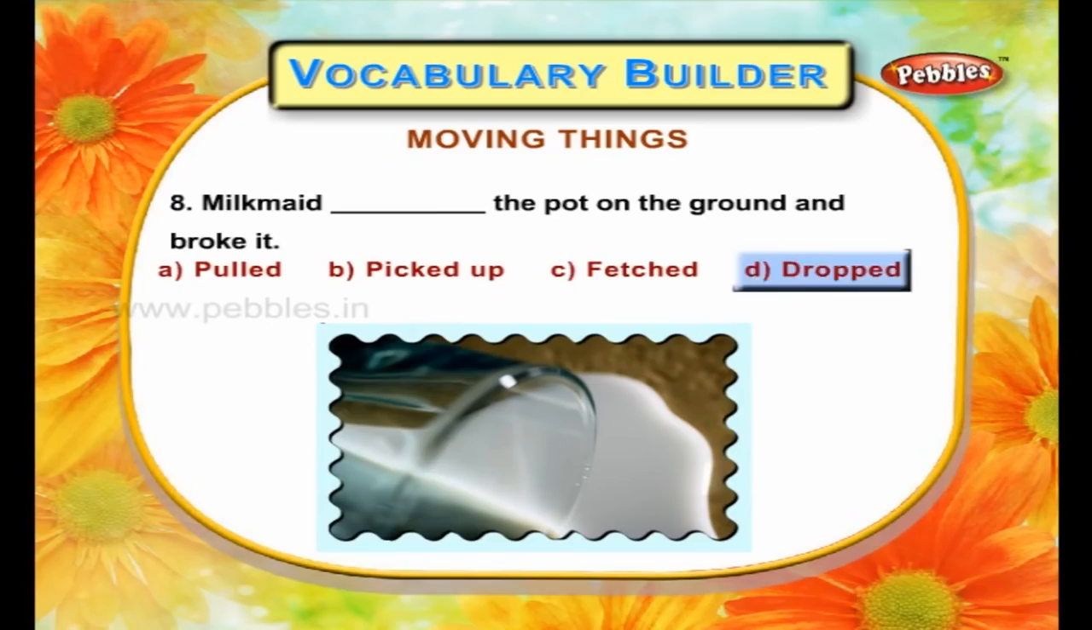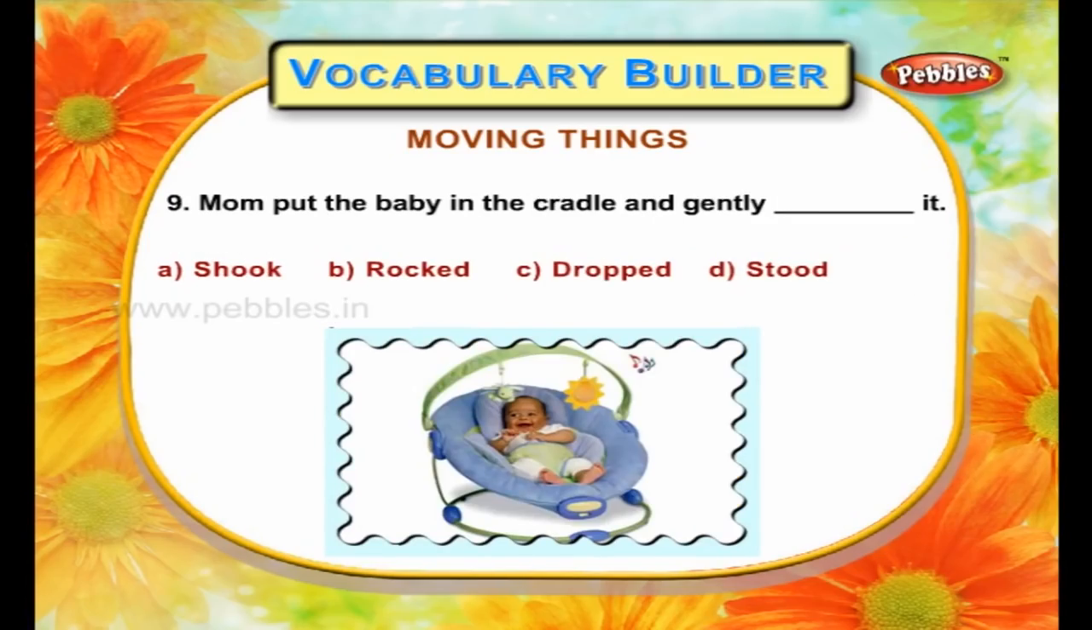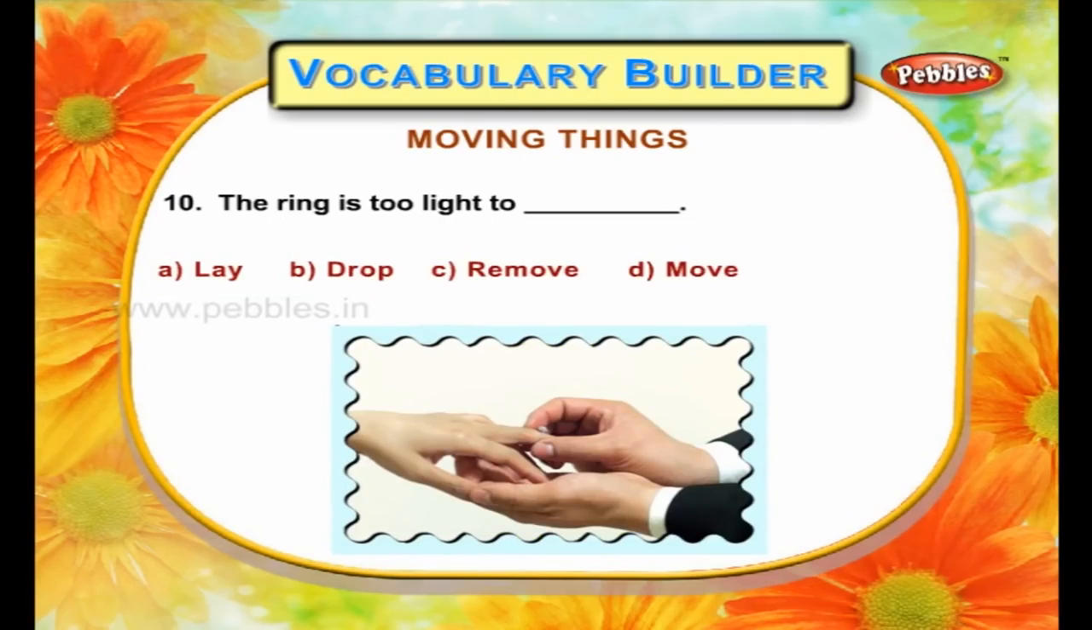Milkmaid dropped the pot on the ground and broke it. Mom put the baby in the cradle and gently shook it. The ring is too tight to remove.